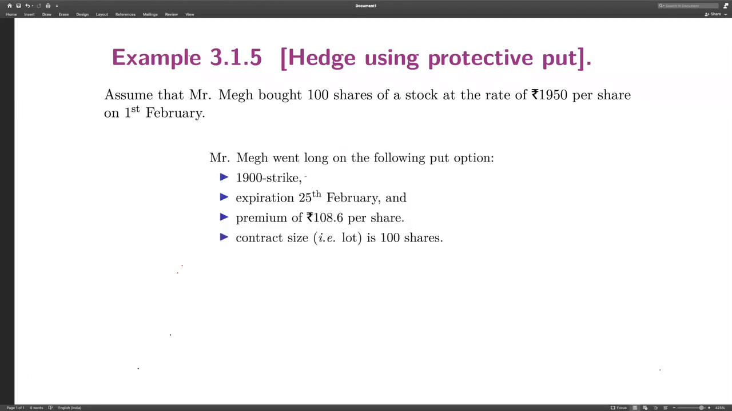The put option that Meg got attracted to has a strike price of 1900. Its expiration is 25th February. The premium was 108 rupees 60 paise, and the lot per contract is 100 shares. See, if we don't give this information, you can take it as one share. Now let us see what Mr. Meg achieves by going long in this put option, that is, buying this put option.